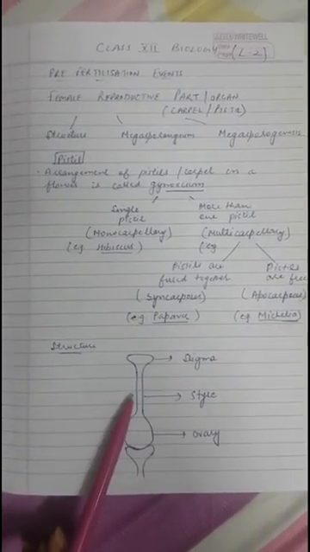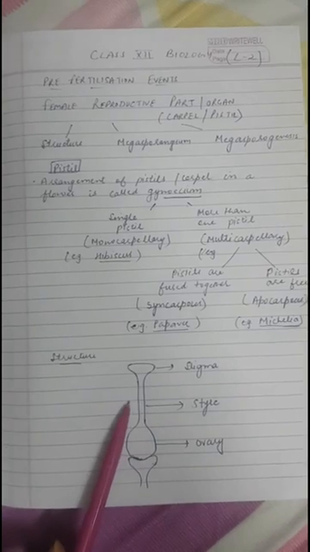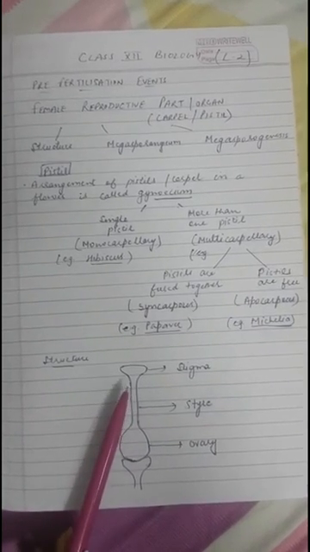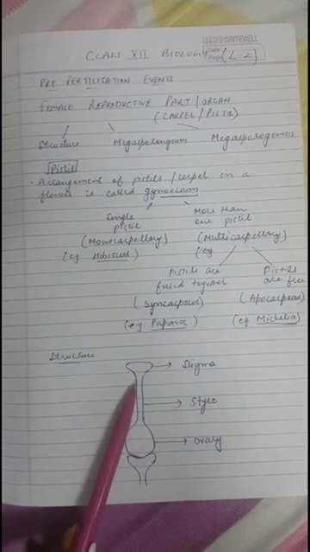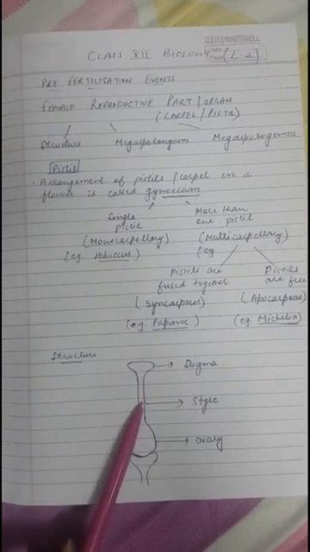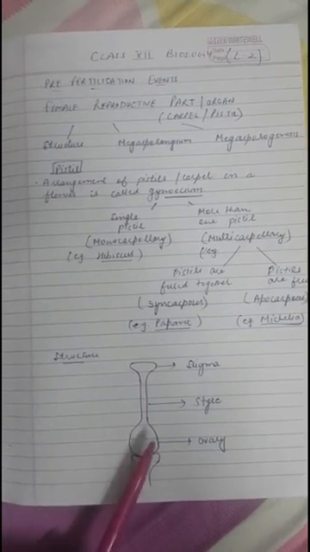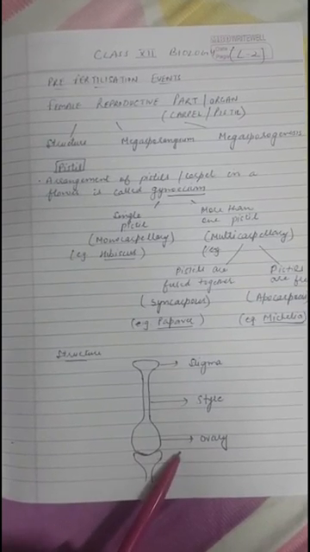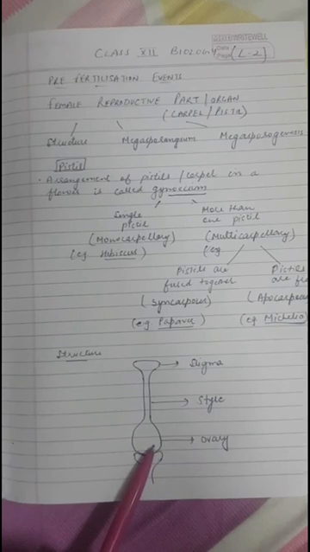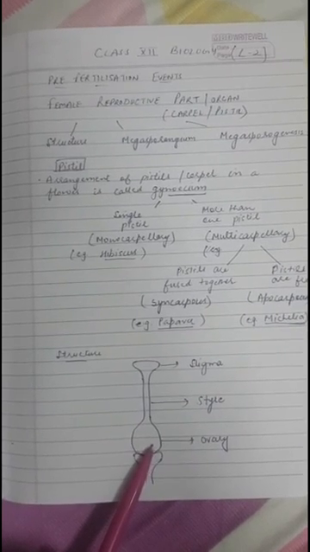And the style can be either hollow or solid from inside. If it is hollow, the pollen tube will pass through the style, and if it is solid, the pollen tube has to dissolve the cells inside the style and then pass across the style. And inside the ovary there is an ovule, which is also called megasporangium.